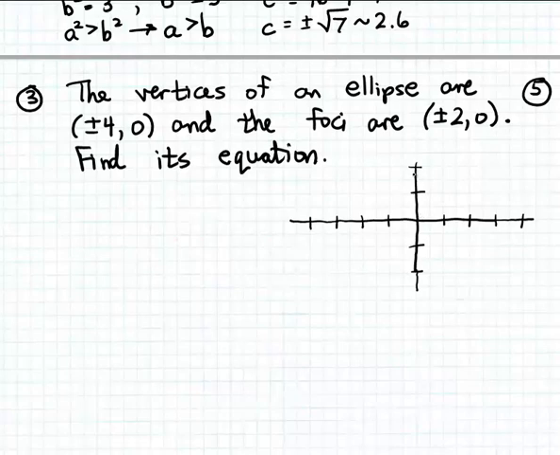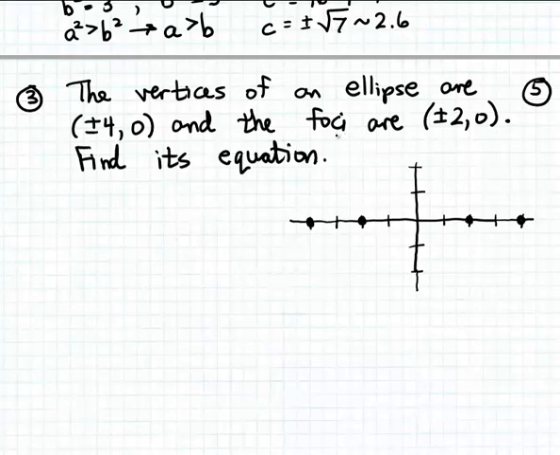roughly plot some of the key points on the ellipse on this set of axes that I've drawn here, because we're told that the vertices of the ellipse are located at 4 and minus 4 on the x-axis, and then the two foci of the ellipse are located at minus 2 and 2 on the x-axis.